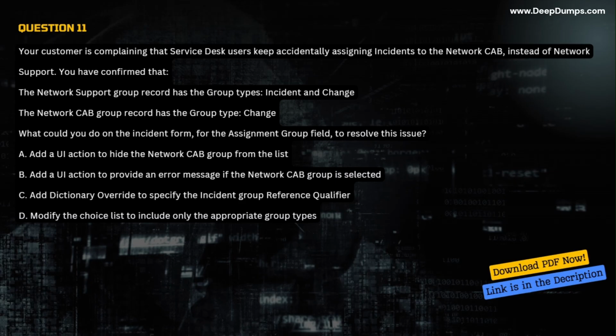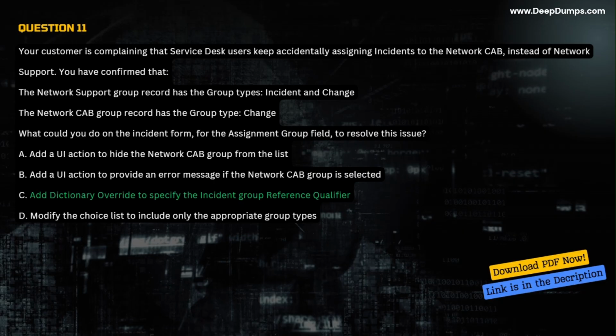A. Add a UI action to hide the network CAB group from the list. B. Add a UI action to provide an error message if the network CAB group is selected. C. Add dictionary override to specify the incident group reference qualifier. D. Modify the choice list to include only the appropriate group types.